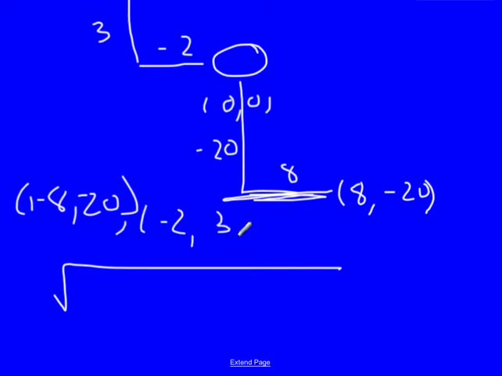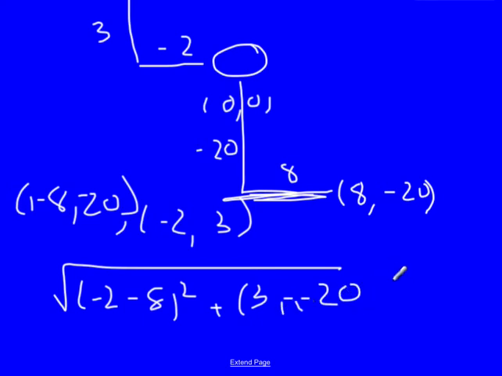Okay, so let's start out. We're going to do x2 minus x1. Again, that 8 should be positive. I made a boo-boo there. So it's going to be negative when you subtract it. So that's going to be -2 minus 8, quantity squared, plus 3 minus a -20. Now remember, when you subtract a negative, that's going to become plus a positive. And then we're going to square that.